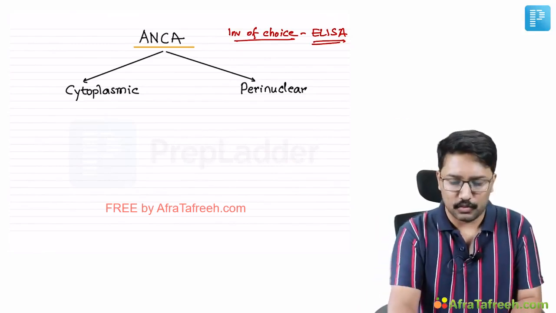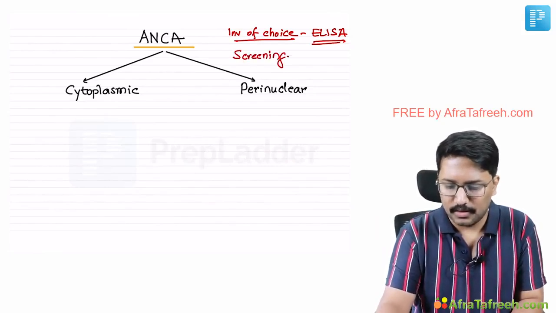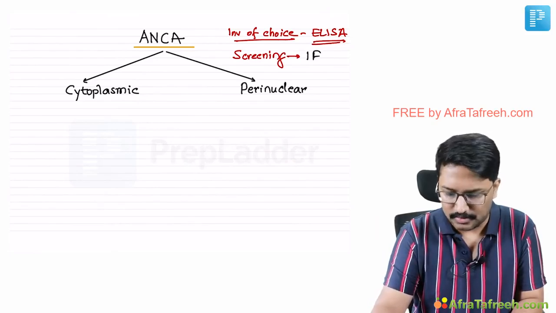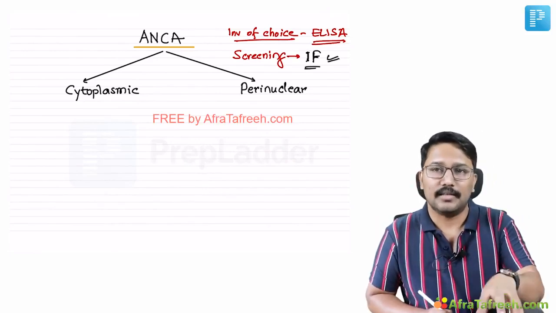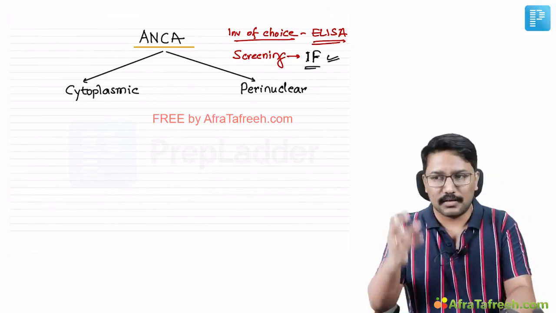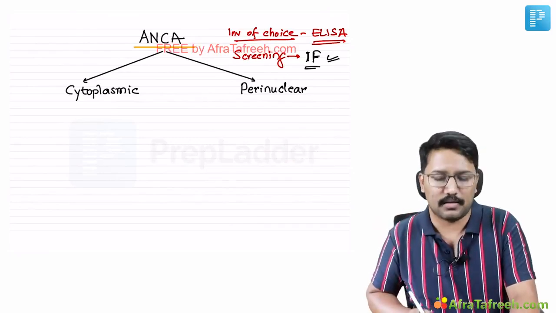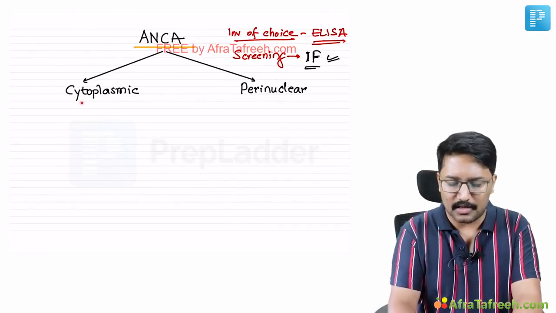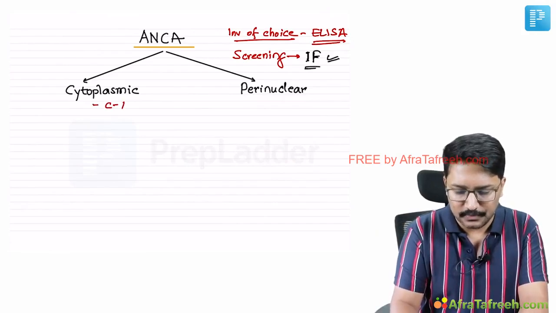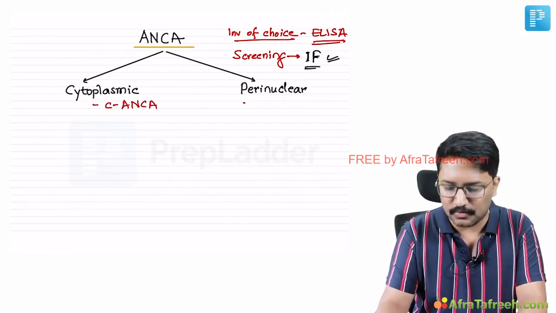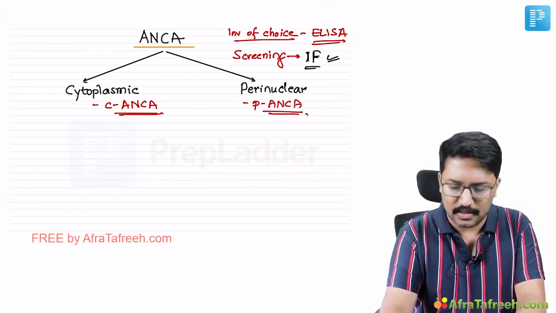But as a screening tool, most often instead of going for ELISA, we go for immunofluorescence. Immunofluorescence is our screening tool, right? This immunofluorescence does not identify the antibody against a specific antigen. It just identifies a staining pattern, right? So based on the staining pattern, the ANCA are divided into cytoplasmic and perinuclear. Cytoplasmic is what we call C ANCA, and the perinuclear pattern of immunofluorescence is what we call P ANCA, right?